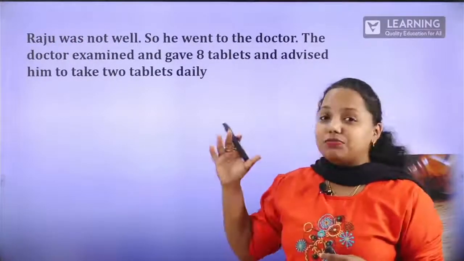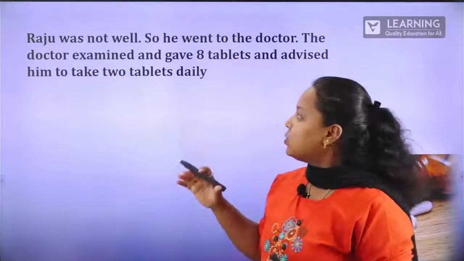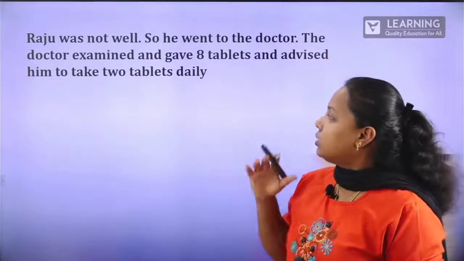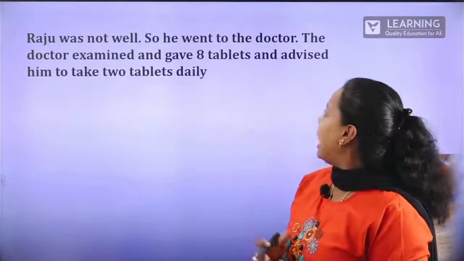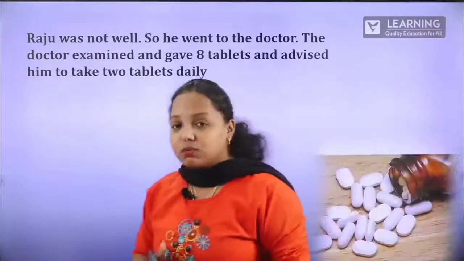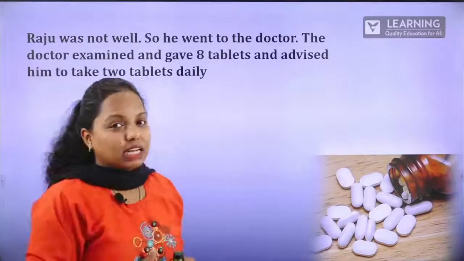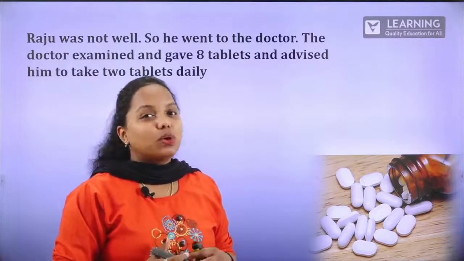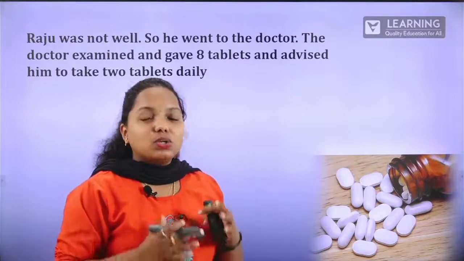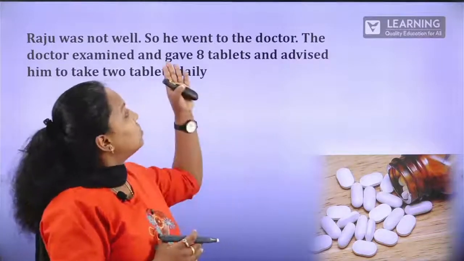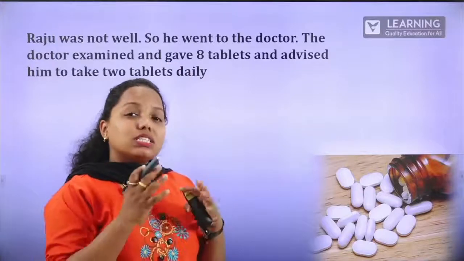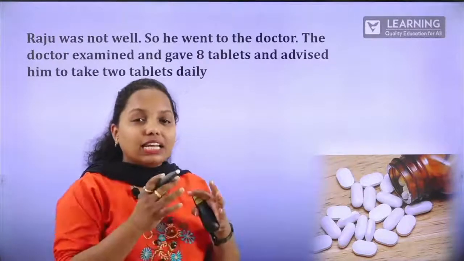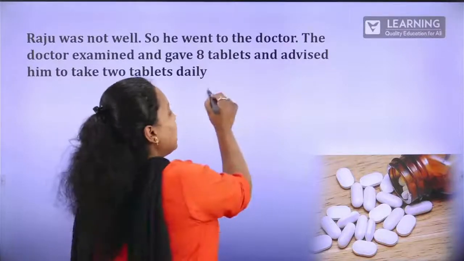The first problem is, Raju was not well, so he went to the doctor. The doctor examined him and gave 8 tablets and advised him to take 2 tablets daily. This problem has been taken directly from your textbook. You have to understand this one. What is Raju doing? Raju was not well. What did the doctor advise? To take tablets daily. So daily, how much does he have to take?